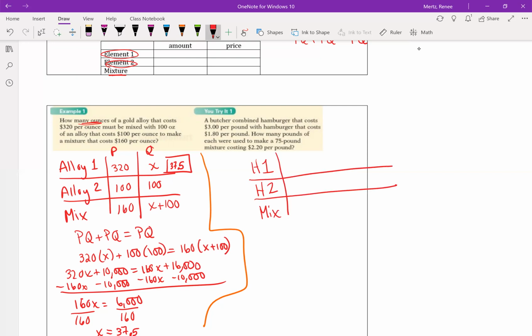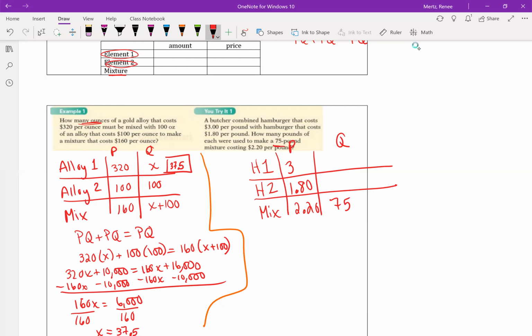The price on hamburger 1 is $3. The price on hamburger 2 is $1.80. The price on the mixture is $2.20. Our quantities: they combine these two hamburgers. How many pounds of each were used to make a 75-pound mixture? I only know the mixture.